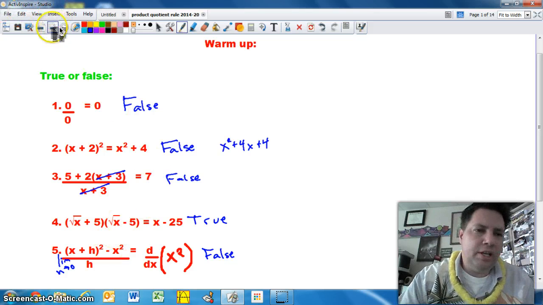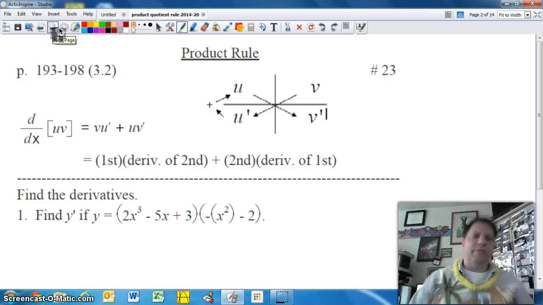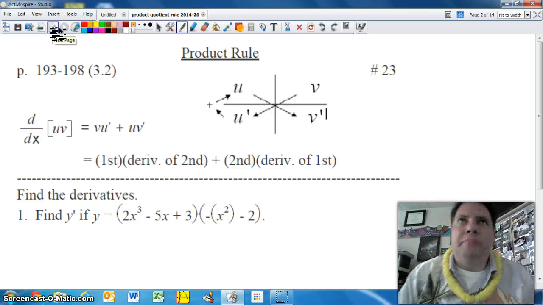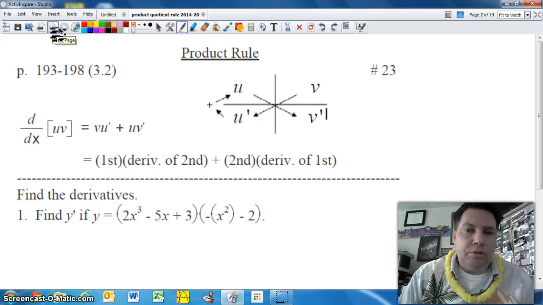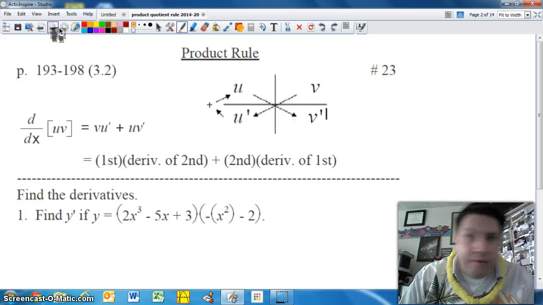Okay, moving on. So today we're learning one of the first major rules that goes along with derivative after the power rule, when we have to learn the product rule. When you have a function times a function, we can't just take the derivative of each piece. There's a special way you multiply them.